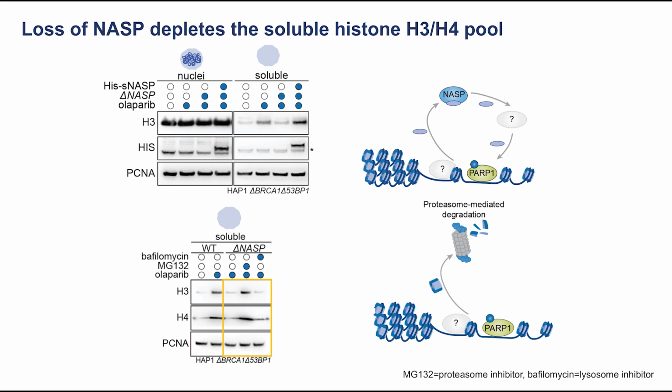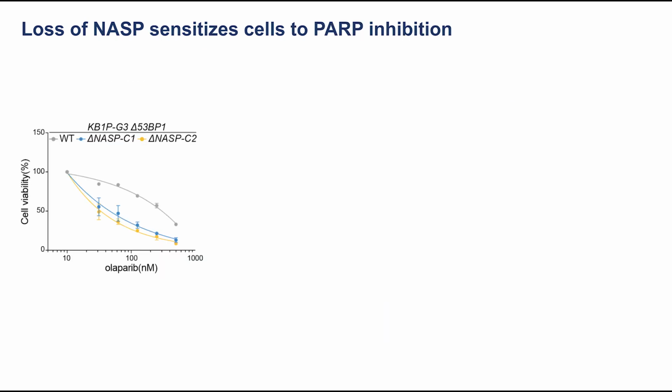This is of course nice, but we were also wondering if this actually affects viability of these cells and olaparib sensitivity. So we exposed a variety of NASP knockout cell lines to olaparib. And as you can appreciate here, these cells were indeed nicely sensitized to PARP inhibitors. This experiment we performed in mouse mammary tumor cell lines, which are BRCA1, P53, 53BP1 deficient.